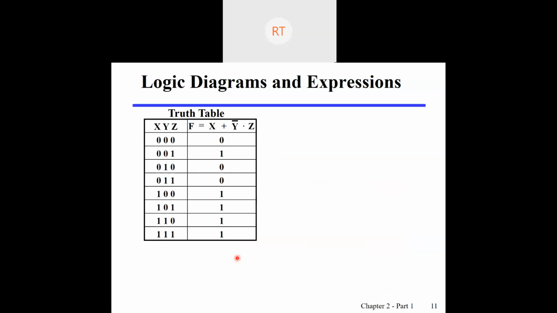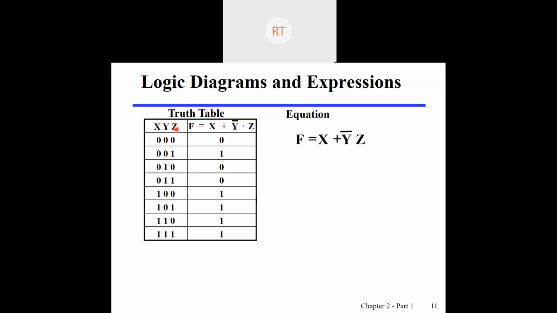Let me start with this example of a truth table. I need your help, okay? I'll go over it one by one, and I need your help. First of all, I have three variables. Let me read the table together. You have three variables, x, y, z.